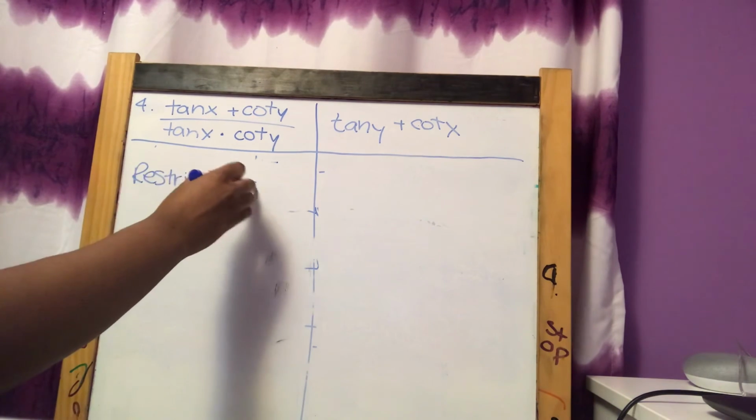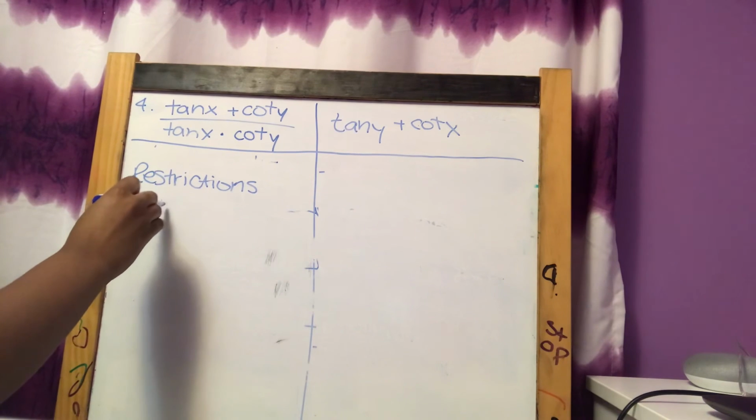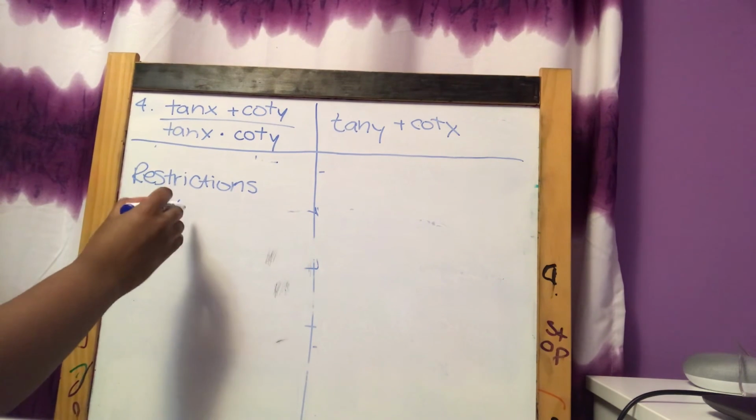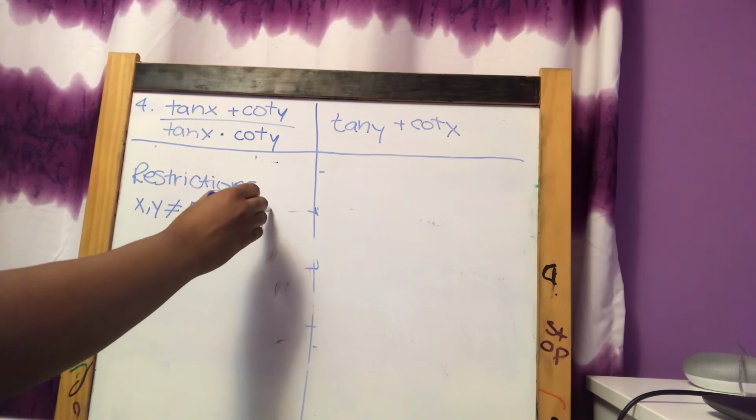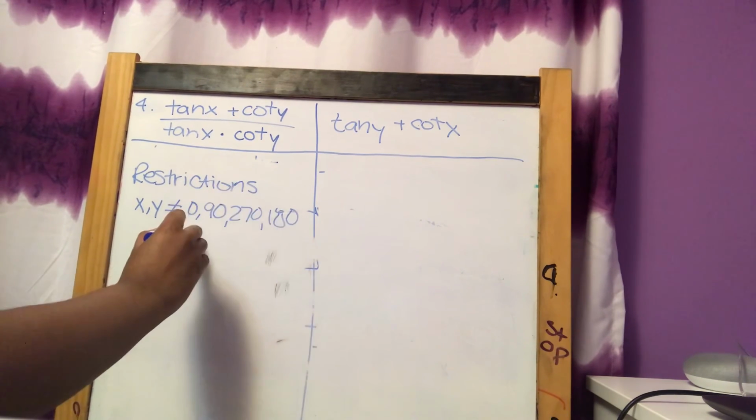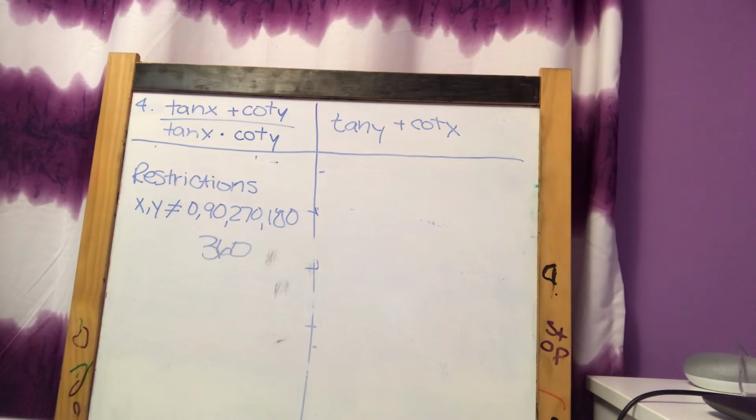And I also found the restrictions of these identities. Since tangent was in the denominator, 1 over tangent x, I put that x and y cannot equal 0, 90, 180, 270, or 360.